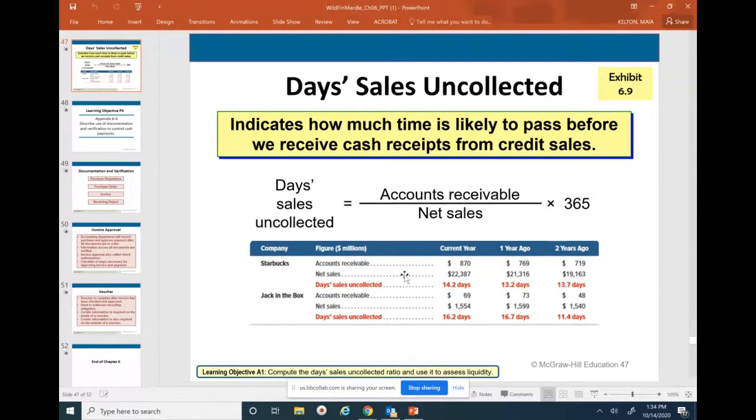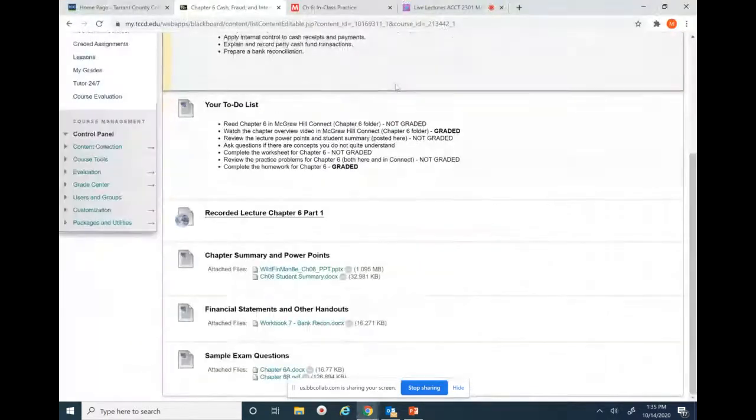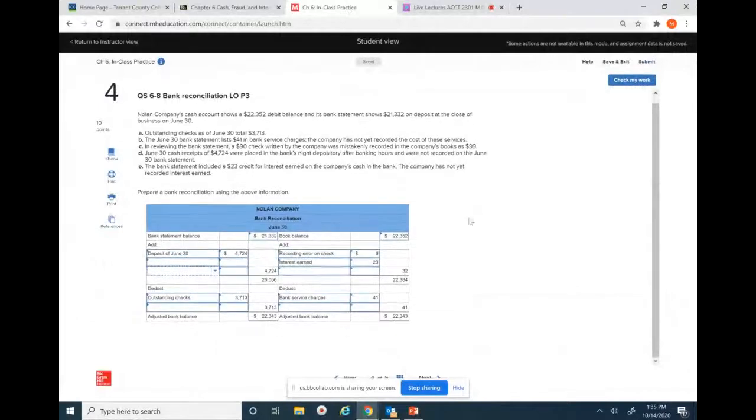If I look at Jack in the Box, they're experiencing the same thing. 2 years ago, their accounts receivable were uncollected for 11 days. The current year, that number is up to 16.2. So Jack in the Box compared to itself is not doing well either. Out of the two companies, Starbucks seems to be doing better because they collect their accounts receivable on average 2 days quicker than Jack in the Box does. So let's go back to Connect now that we know how to calculate this ratio. We'll go to the next problem.